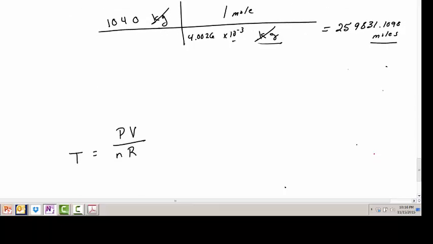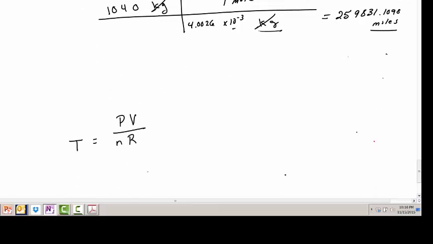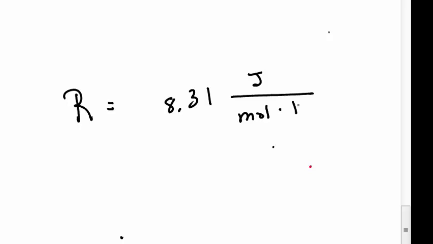So now the next thing is I want to rearrange this equation. I'm going to use that, but what value do I use for R? I'm looking at the Advanced Placement constant and conversion factor sheet, and they've got the universal gas constant, R, equal to 8.31 joules over moles times Kelvin.